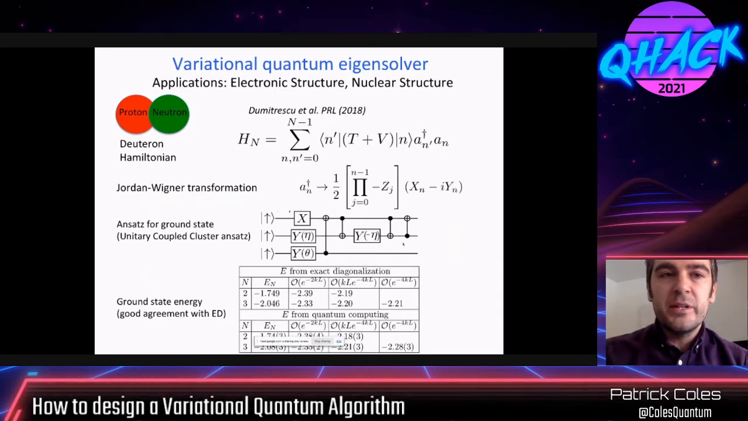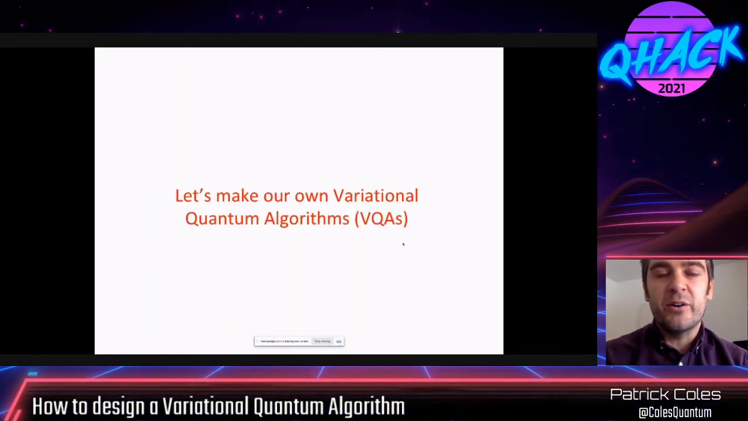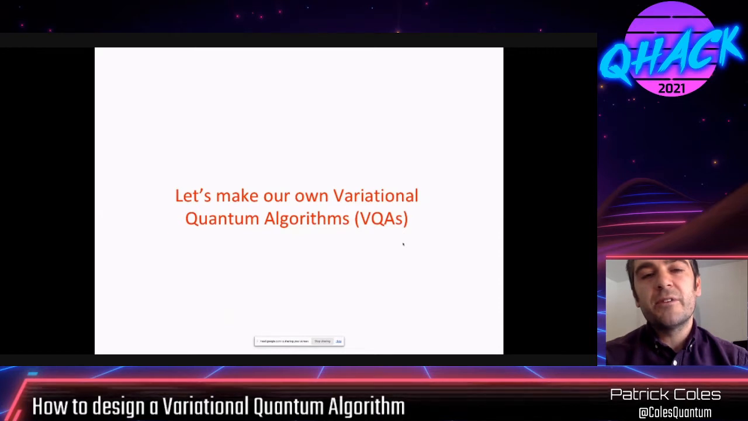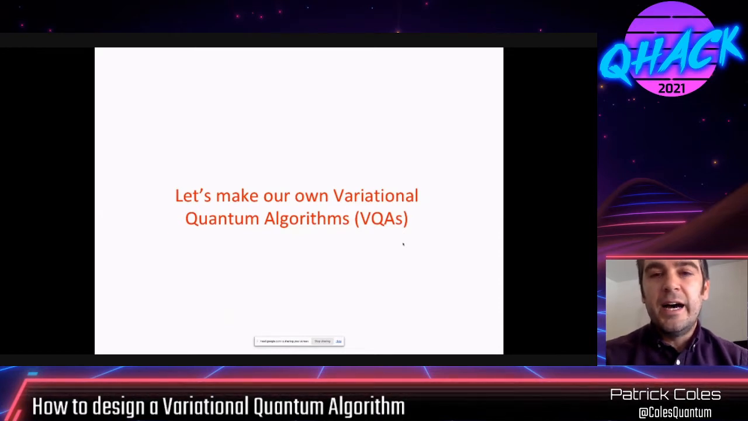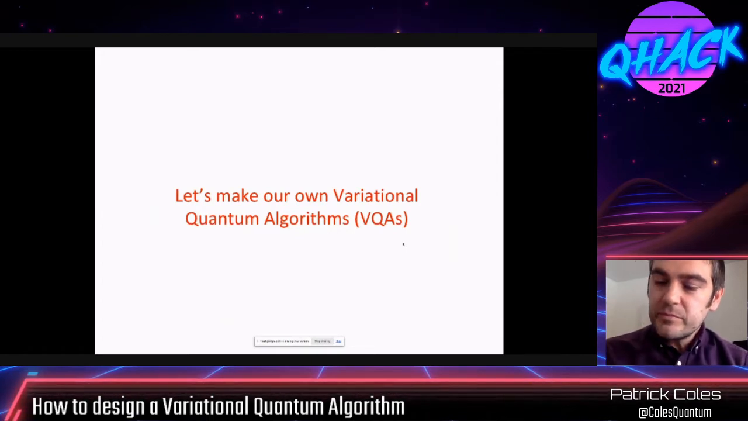But what I want to really focus on for the rest of my talk is the idea of making your own variational quantum algorithm. Suppose you have your favorite application of interest, and it's not necessarily obvious how it relates to previous applications that have been developed. And you want to make your own variational algorithm. So how do you go about doing that? That's the topic of today's talk.